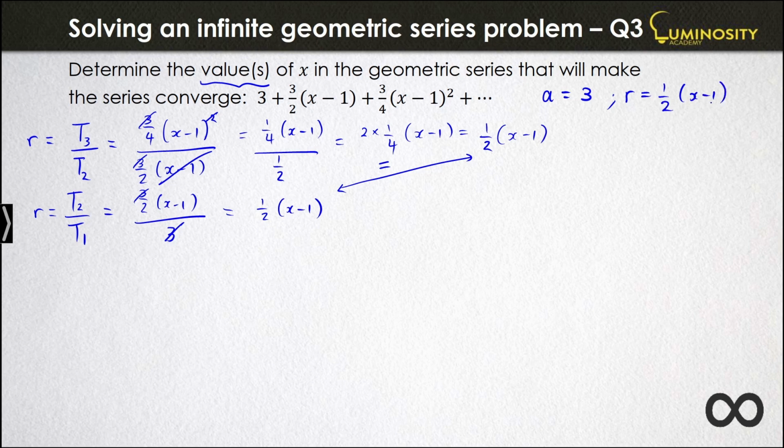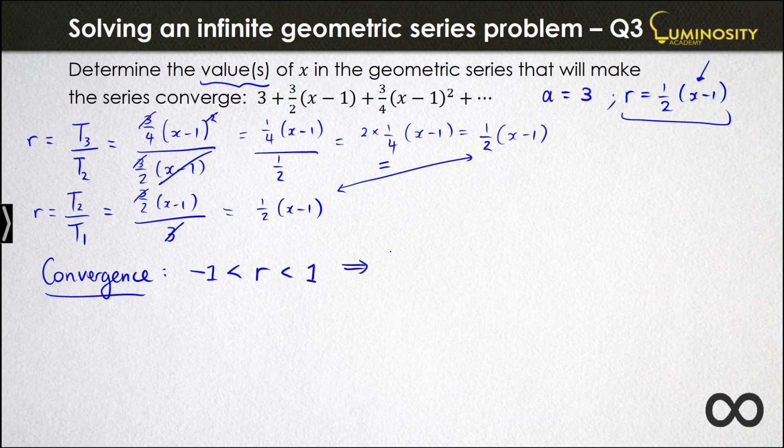So they want us to find values of x that'll make this series converge. So remember, convergence only happens when your constant ratio is between -1 and +1. Okay, but we have an expression for r. So we can rewrite that as -1 less than a half times (x minus 1) less than 1. So I want to isolate x by itself, so I'm manipulating a linear inequality here. So first, to get rid of the half, I multiply both sides by 2. So -2 is less than x minus 1 less than +2.